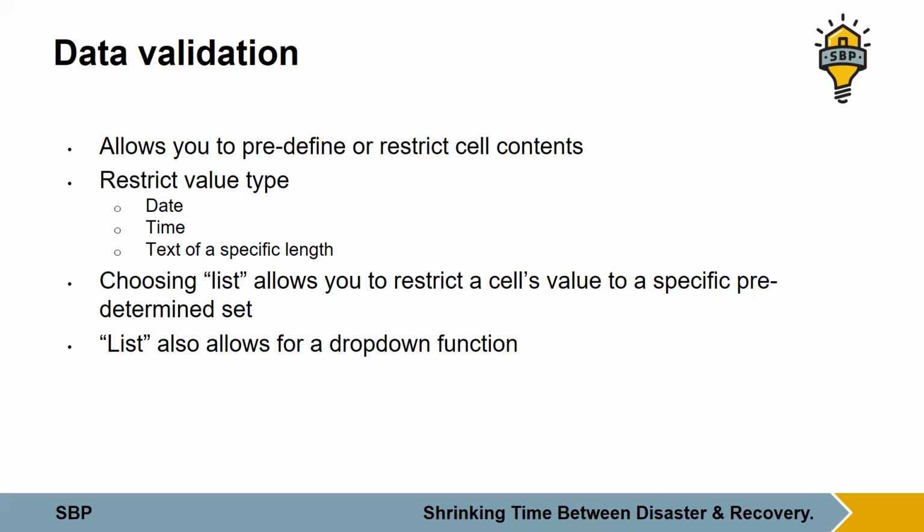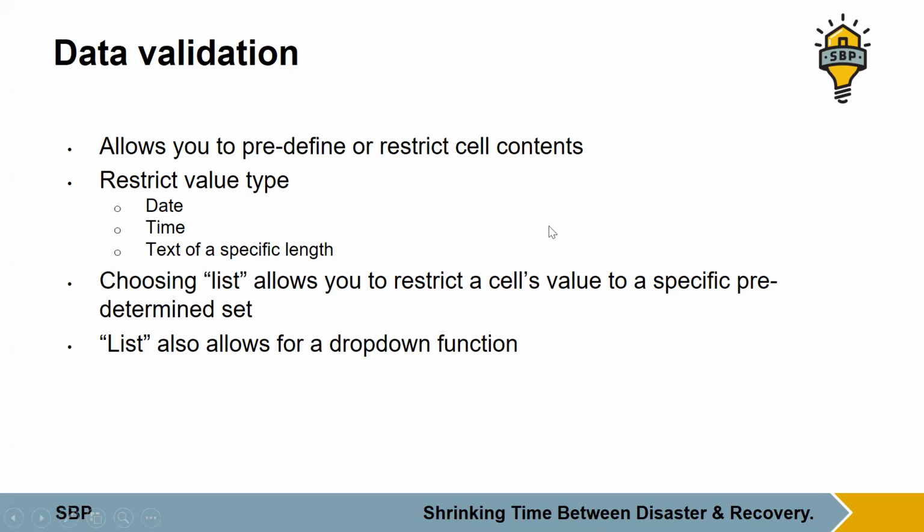I'm going to show you this in Excel in a second. If you choose list as the option, it allows you to restrict a cell's value to a specific predetermined set. So you can say only these 5 values are allowed in this cell. It then allows for a drop-down option, so you can click on it and choose which of those 5 values from the drop-down. Unfortunately, you can't select more than one thing in this drop-down. It's not like a regular drop-down menu. Cells can't have multiple values. But it is super useful.